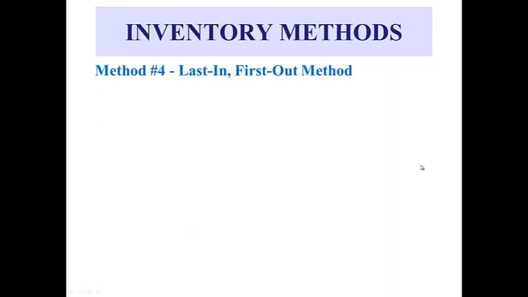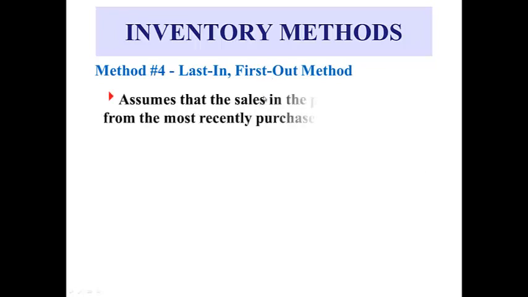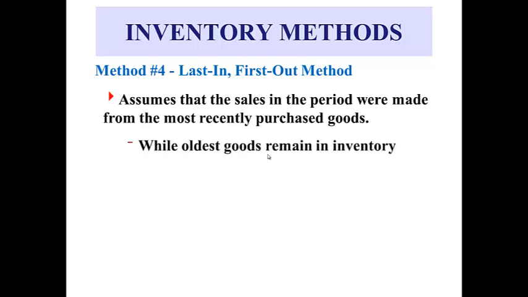The next method is last in, first out. This is just the opposite of first in, first out. It assumes that the sales in the period were made from the most recently purchased goods, while the oldest goods remain in inventory.